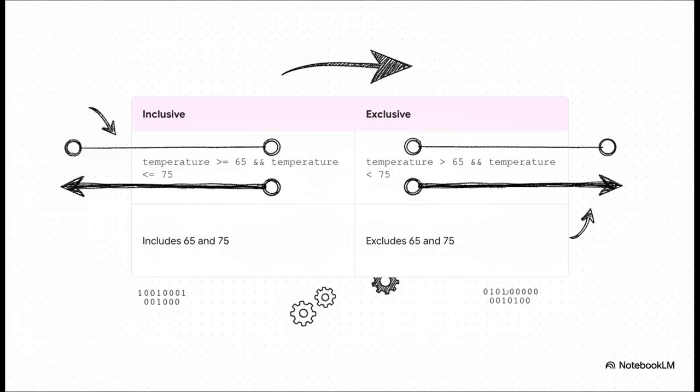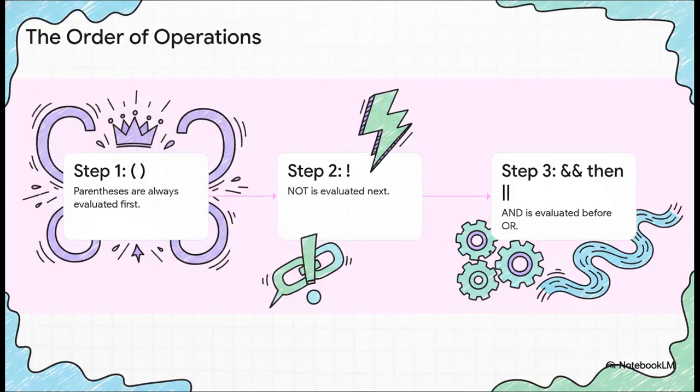But notice the subtle difference here. On the left, using greater than or equal to creates an inclusive range, meaning it includes the numbers 65 and 75. On the right, just using greater than creates an exclusive range, which only checks for numbers strictly between 65 and 75. But what happens when you start mixing all these operators together in one big statement?